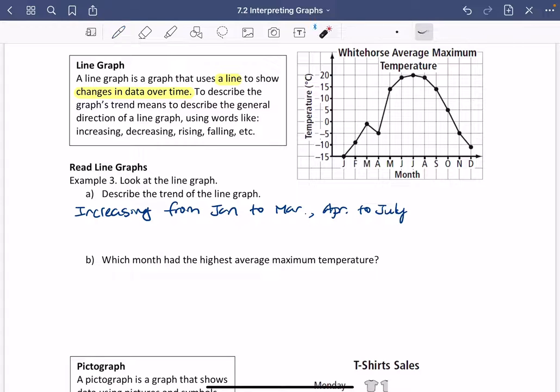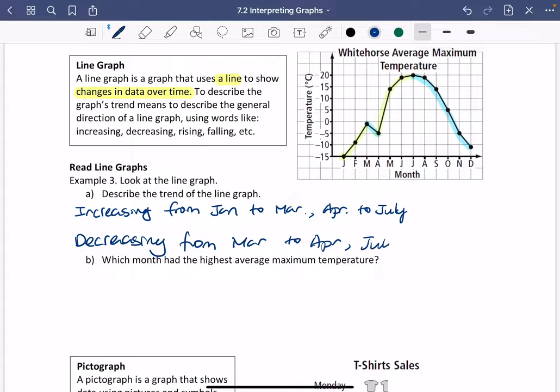Okay, so that's this part. Now where is it decreasing? It's decreasing from March to April and then from July to December.